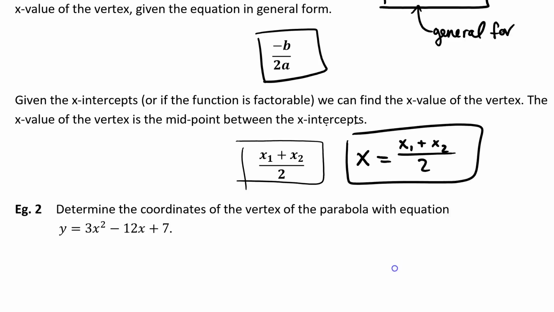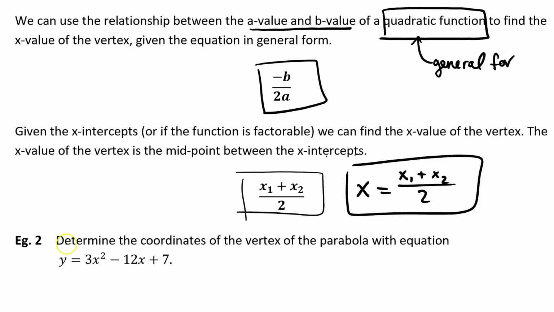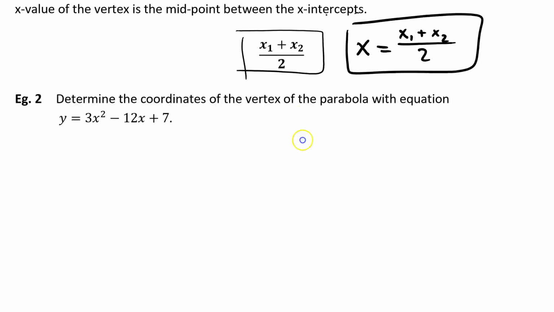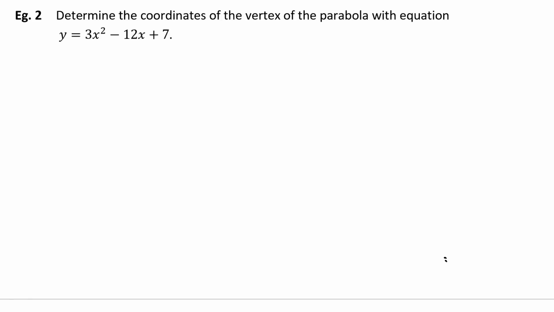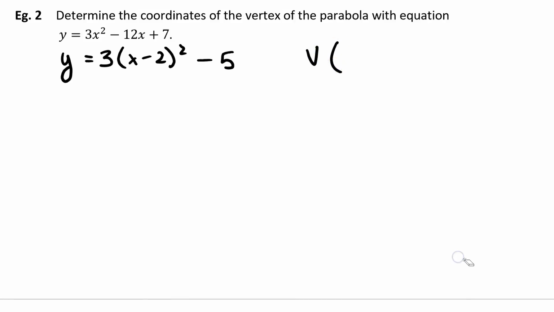So let's use what we've learned up here to check our work in this question here. Determine the coordinates of the vertex of the parabola with the equation y equals 3x squared minus 12x plus 7. So we have already done this work. We know that the equation in standard form is y equals 3 times (x minus 2) squared minus 5. So I can look at this right here and say, well, I already know what the vertex is. It's going to be at 2 and negative 5.